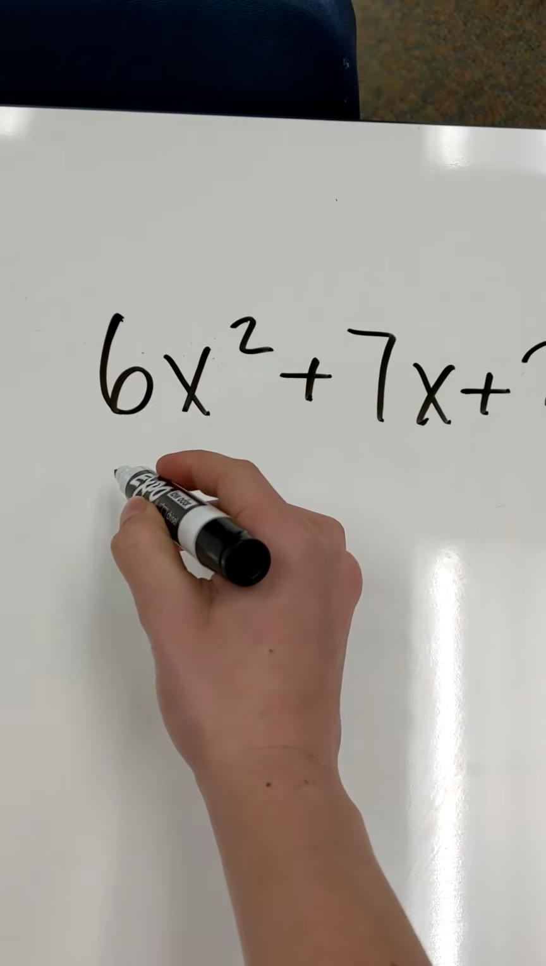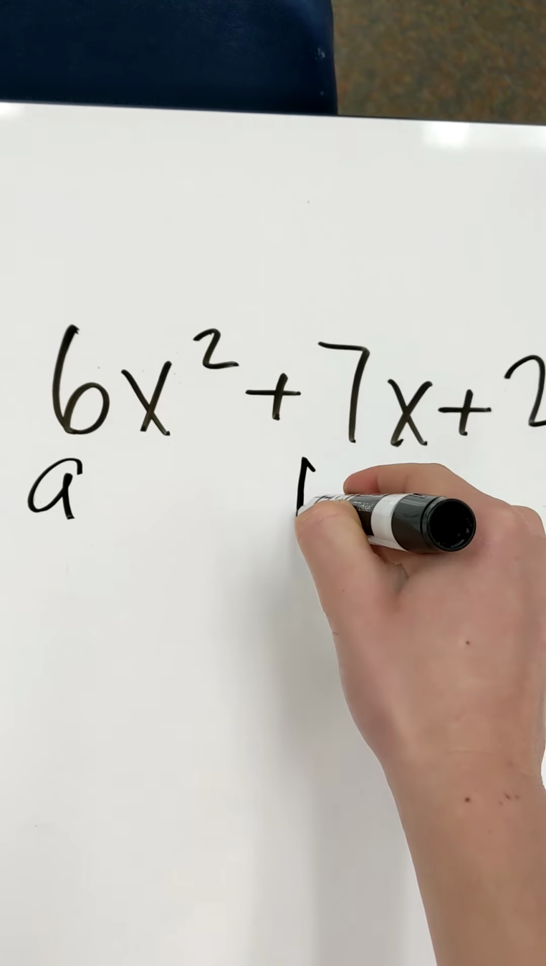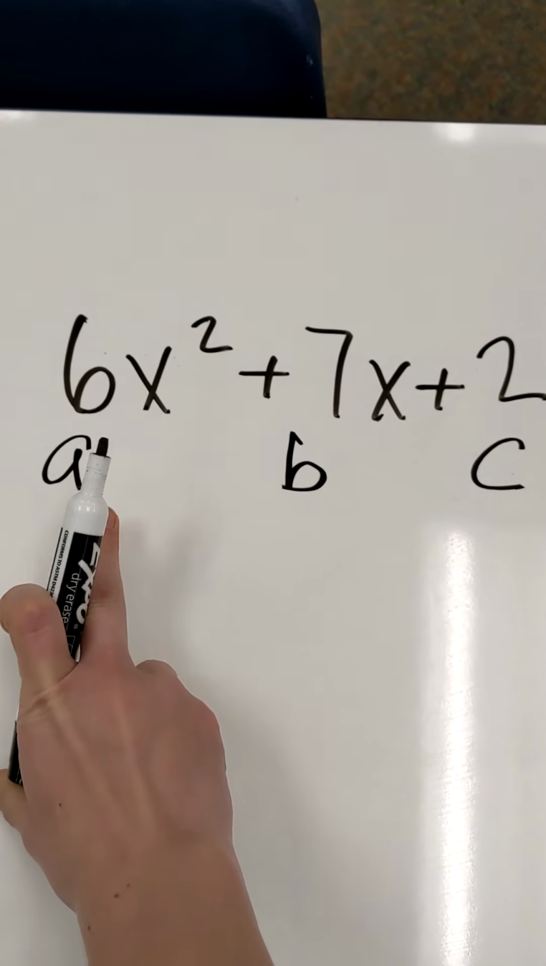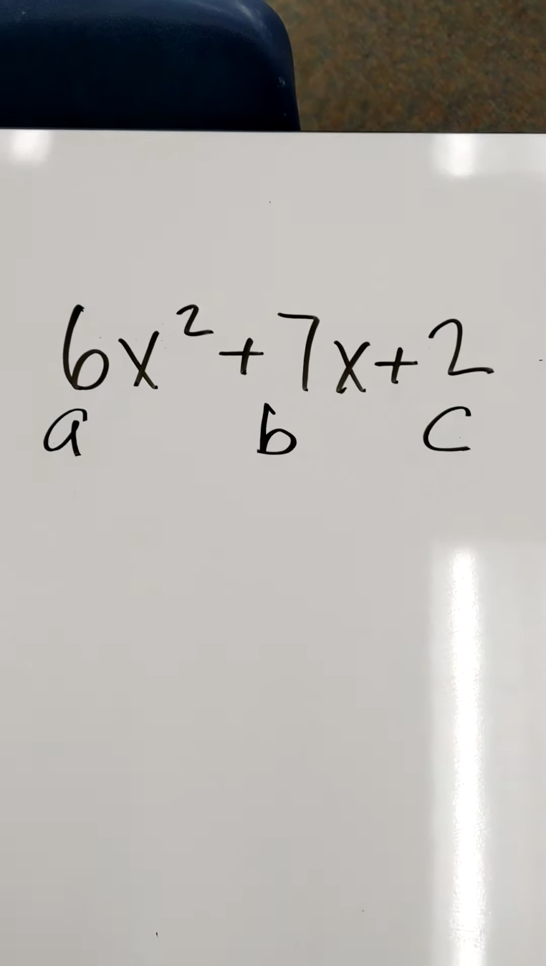You need to start by identifying a, b, and c. So a in this case would be 6, b in this case would be 7, and c would be 2. A is in front of the x squared, b is in front of x, and c is your constant.